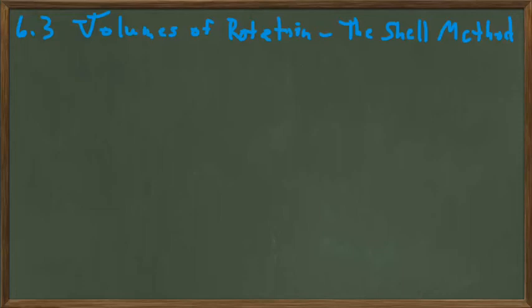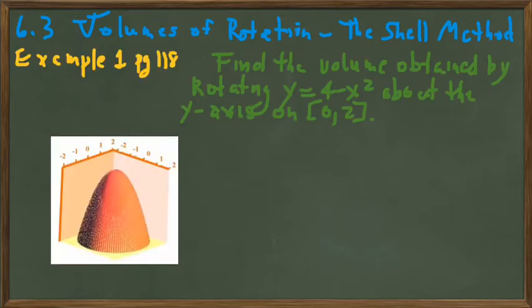In this video, we're going to learn an alternate method of finding volumes obtained by rotation, and this method is called the shell method. So let's take a look at this figure that you see on page 118 of your text. We get this figure by rotating the function y equals 4 minus x squared about the y-axis on the interval 0, 2.